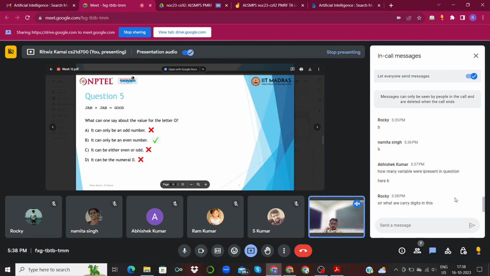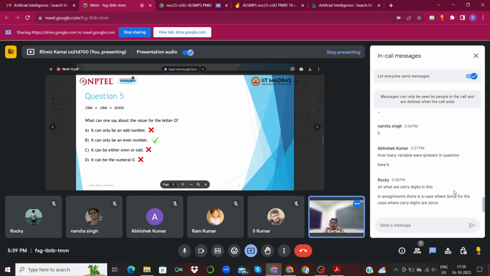Can you carry digits in this? What do you mean by can you carry digits in this? I mean, we are doing some simple addition only, right? I guess it depends on the way your problem statement is defined. I think the way this problem statement is defined, you have to restrict your answers to the assignments that will satisfy this equation. Let's take an example where a carry would happen. Would there be an assignment of JAB where the carry could happen?